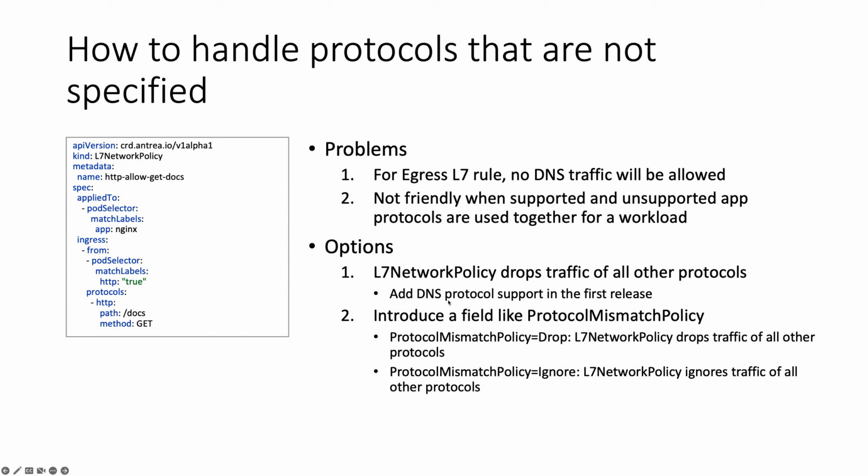Then the problem is, how could you know the full set of layer 7 protocols you want to support now? That's the problem. And that's why I proposed another option which is not similar to Kubernetes network policy style. For Kubernetes network policy, there are only three major protocols, right? So it's easy to enumerate all, but for layer 7, there are too many. In this case, if supported and unsupported protocols are used together for a workload, the user cannot use the supported protocol if we go with the first option, because all unsupported protocols will be dropped. Okay.